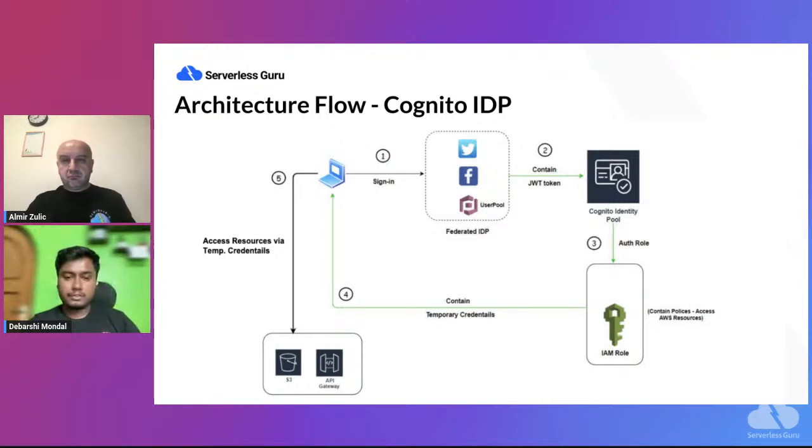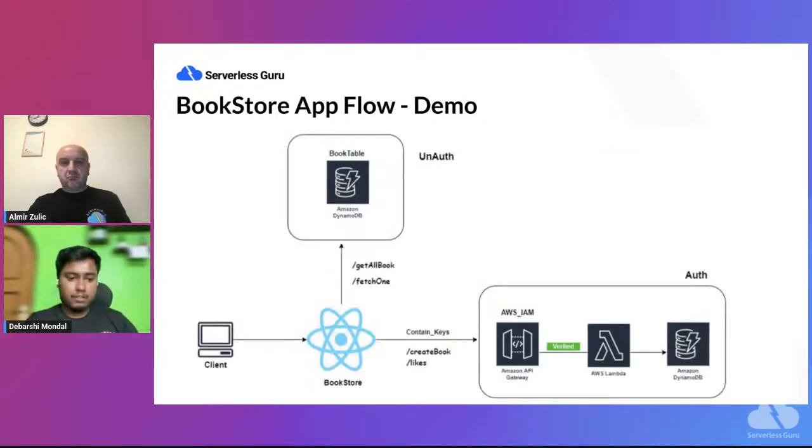Let's say in this diagram, S3 or API Gateway. We will go into a short demo, which I built for an application called Bookstore, where we have completed all this setup, from OAuth 2.0 to Cognito, and how it works behind the scenes. So let's go with the next slide.